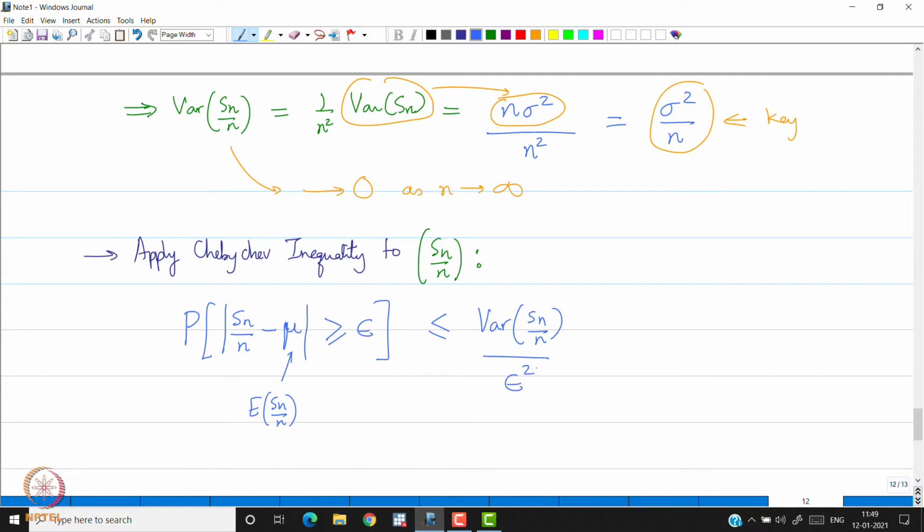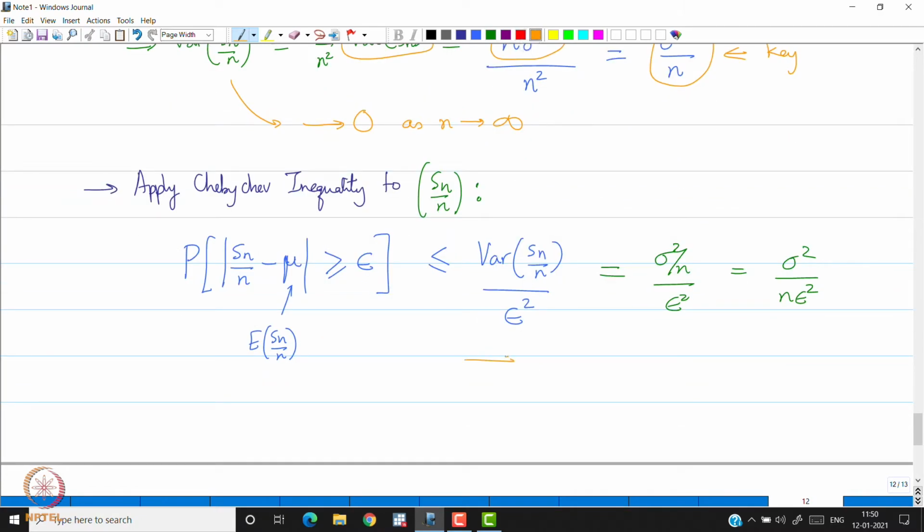So this was what was done earlier in the course, right, and it turns out that in this particular case, this variance of Sn by n is the key thing, which is going to be sigma squared by n epsilon squared. So sigma squared is some finite quantity, and epsilon of course is in our control. We can decide how big we want to make epsilon. Whatever, the point is, this probability is also going to 0 as n goes to infinity.